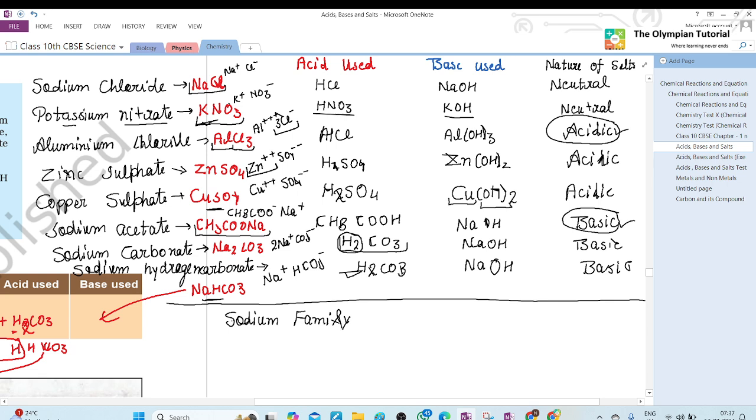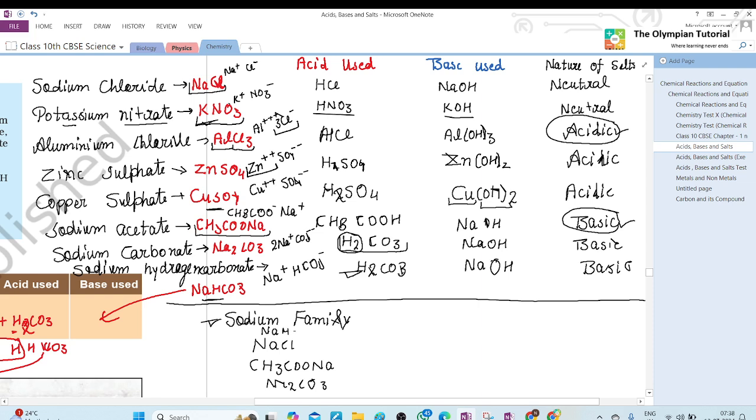Which salt comes in the family of sodium? NaCl. Next, NaHCO3, sodium acetate, Na2CO3, sodium carbonate. Very good. These come in the same family, sodium. And one more, I think, NaHCO3.